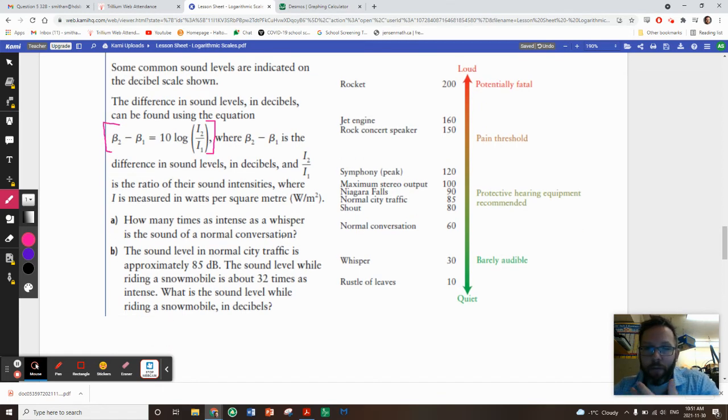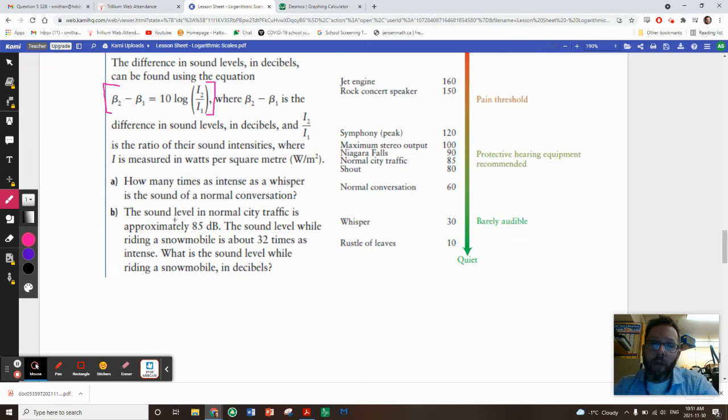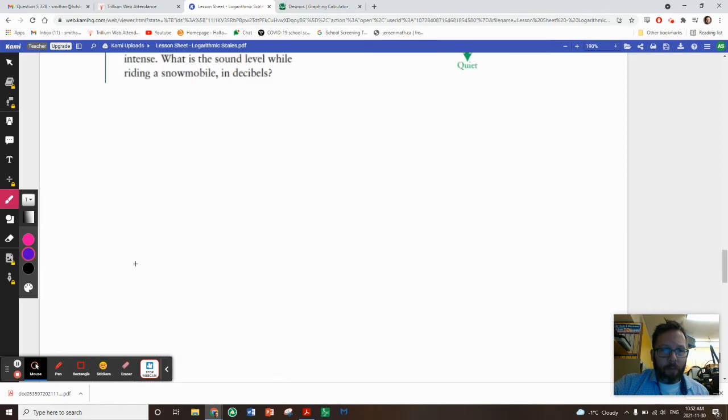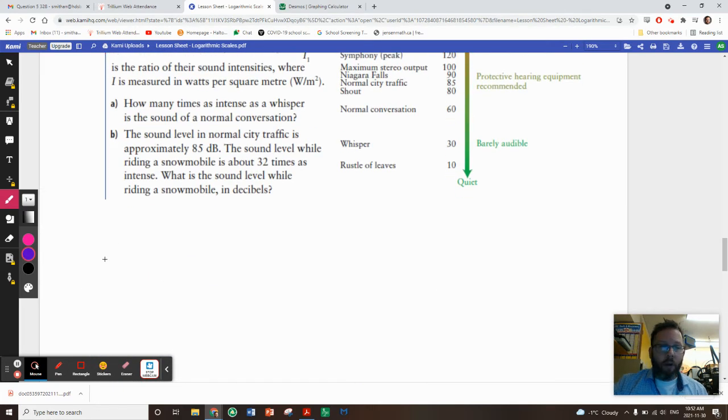So let's actually put into practice what we just talked about. For A, we're going to look at how many times as intense as a whisper is the sound of a normal conversation. We just roughly talked through this, but let's see how the equation works.